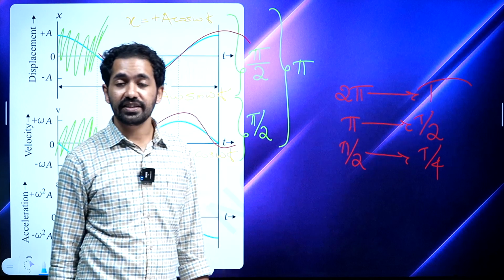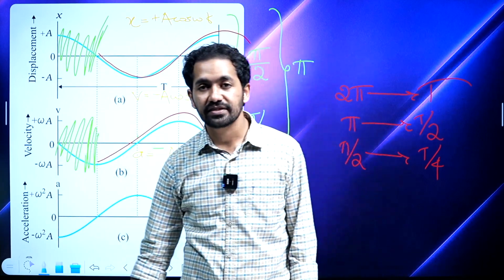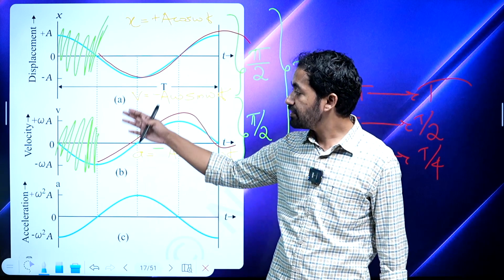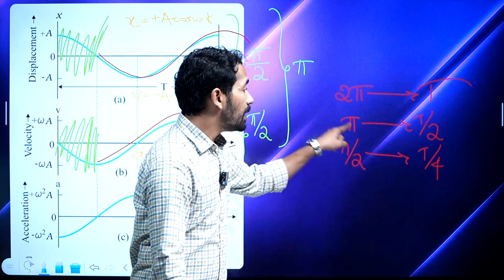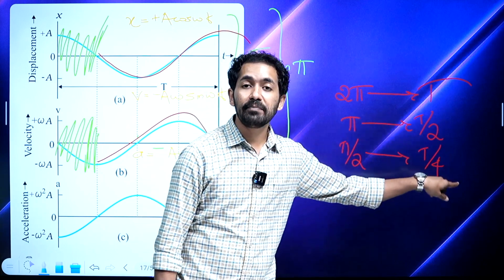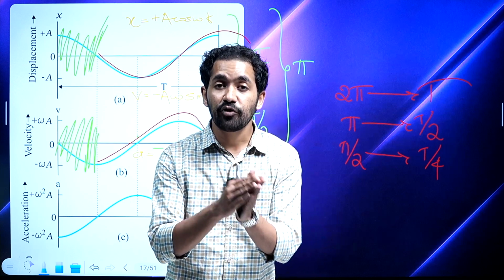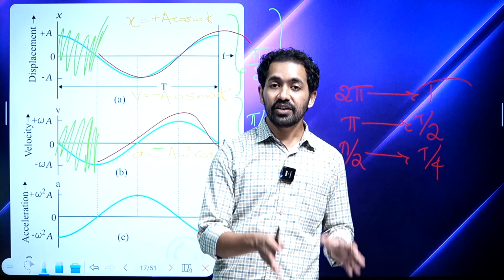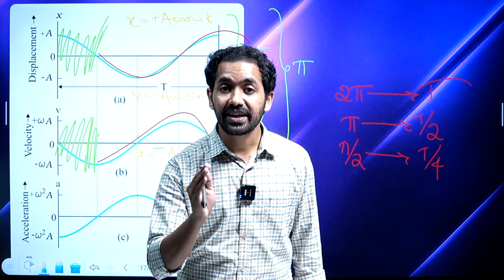See, that is the reason here. You know that the phase difference between displacement and velocity is pi by 2. Likewise, the phase difference between velocity and acceleration is also pi by 2. Pi by 2 corresponds to a time difference of T by 4, and that is why when you cut T by 4 from the displacement time graph, you are getting the velocity time graph, and likewise when you cut T by 4 from the velocity time graph, you are getting the acceleration time graph.